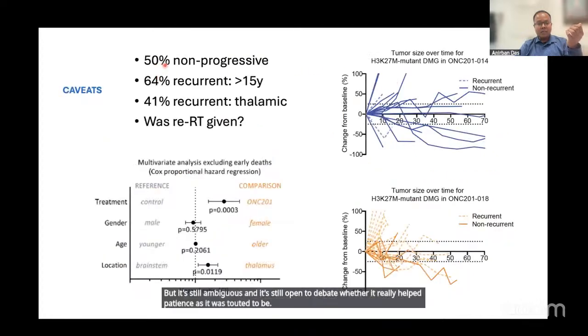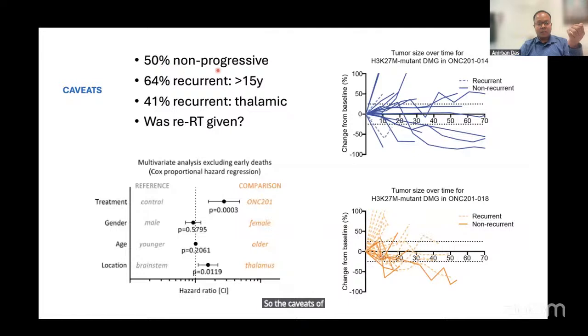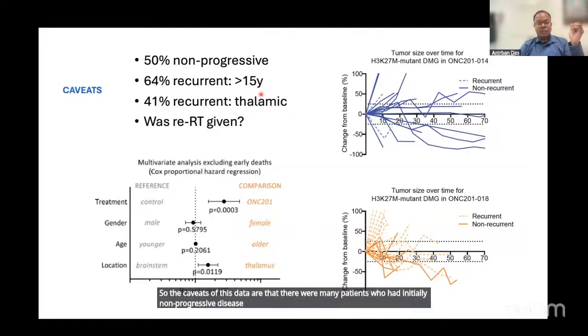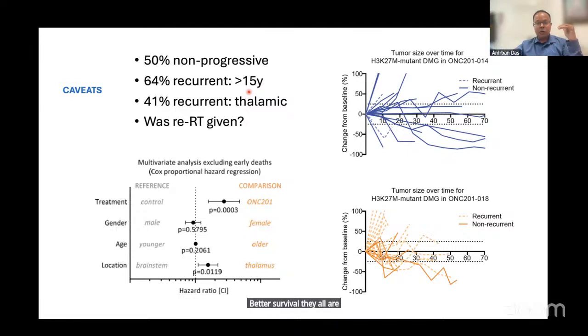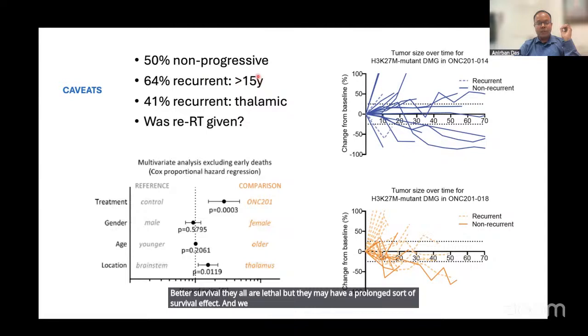So the caveats of this data are that there were many patients who had initially non-progressive disease, and many of the patients were actually older and had thalamic disease. And we already know historically that within the diffuse midline gliomas with K27, the ones which are not pontine, outside the pons, may actually have a better survival. They all are lethal, but they may have a prolonged survival effect. And we already knew that older patients did better and survived longer.